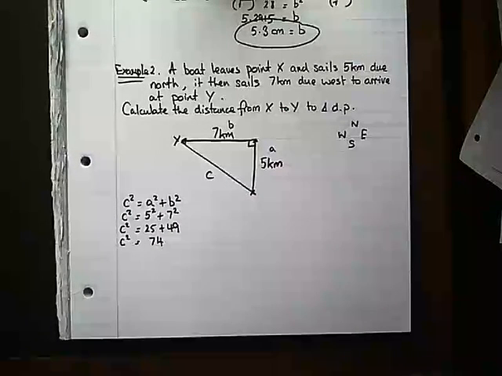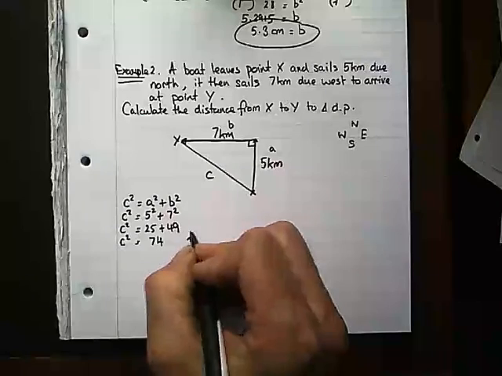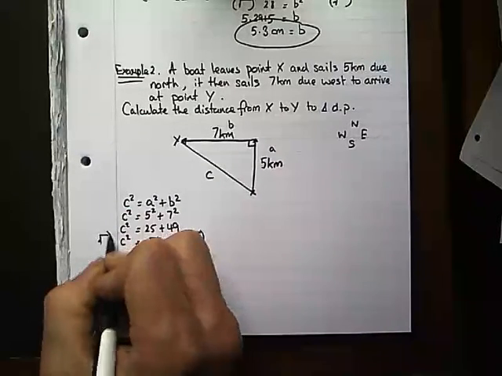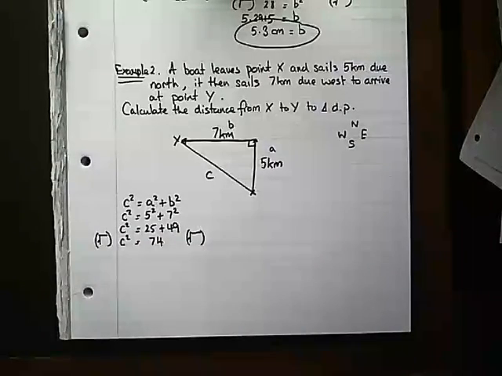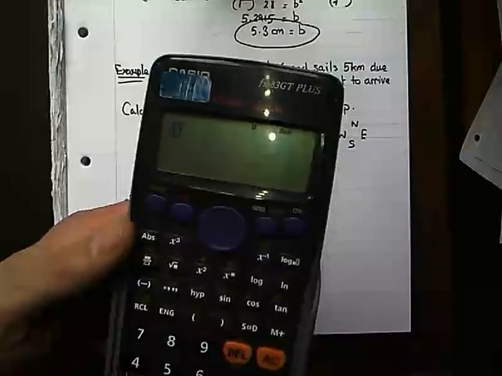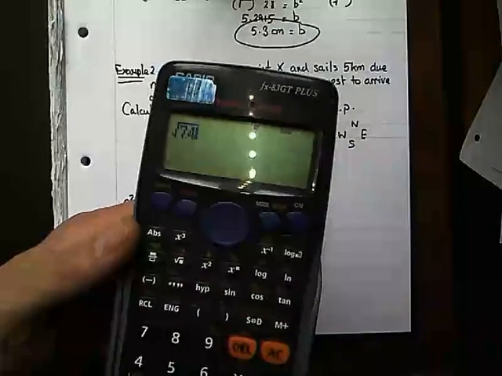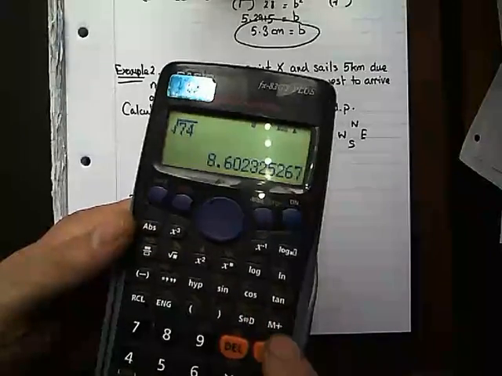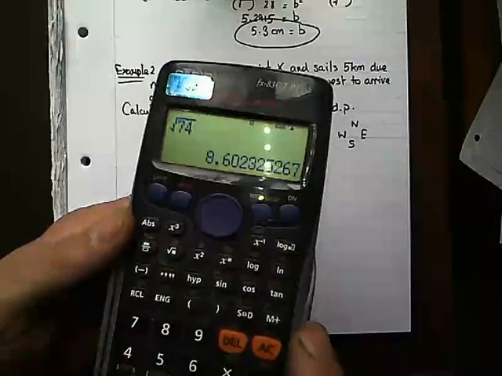I then need to square root those answers. Remember, I don't want C squared, I want C. So square root 74. Square root 74 equals, well, yeah, we know that, S-D button, 8.6023.